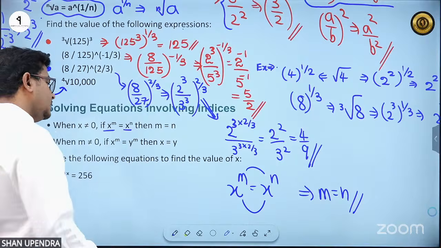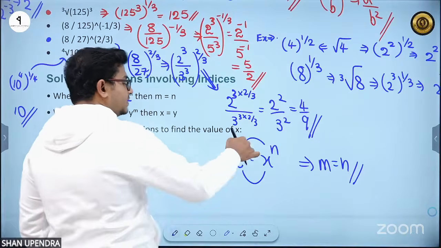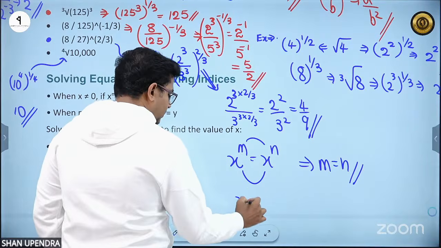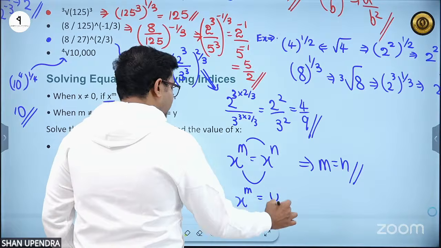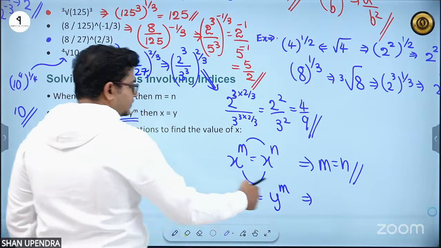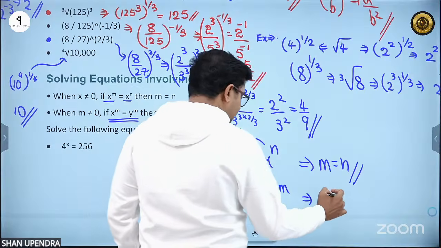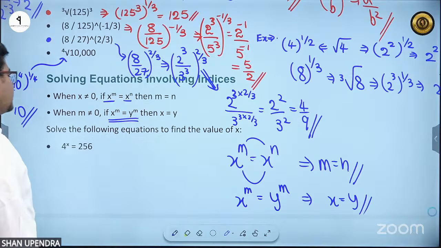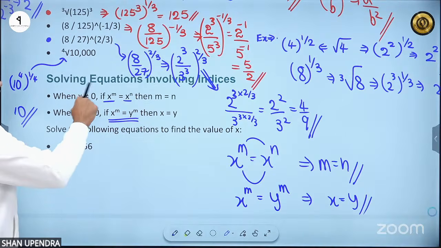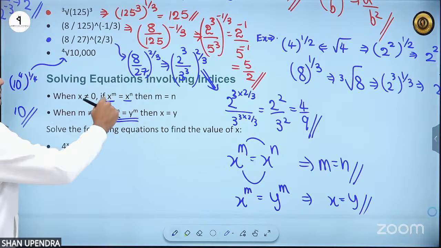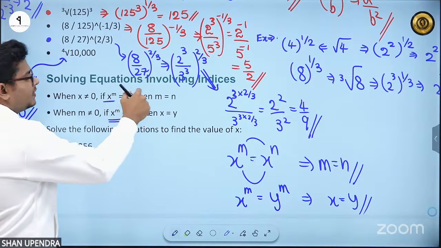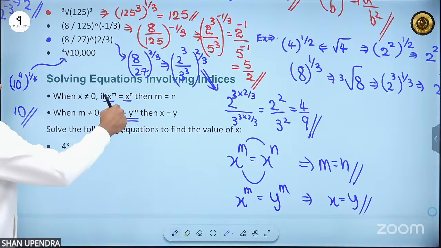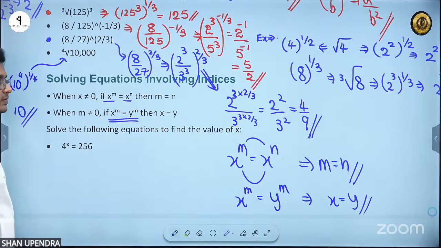That's another important theory. Let's take the indices are equal. Here you can take x to the power m, then y to the power m. The index values are equal, not the base. Then the base values should be equal. When x is not equal to 0, if x to the power m equals x to the power n, then m equals n. If x to the power m equals y to the power m, then x equals y.